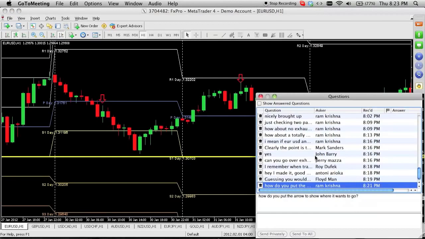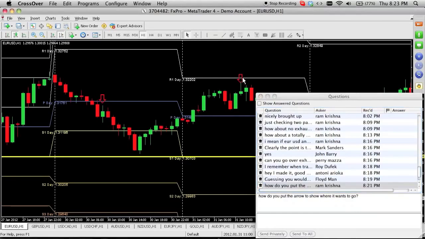Okay, Ram, how do you put the arrow to show where it wants to go? All you do is you just take the arrow and you put it onto the body. So it just looks like a rocket. You can see which direction it wants to go. Yeah, it's just a little trick, but you actually don't need it. Wherever the direction the body is, just consider that as where it's heavy and it's pulling the market down. If this is on top, then yeah, it's pulling the market up.